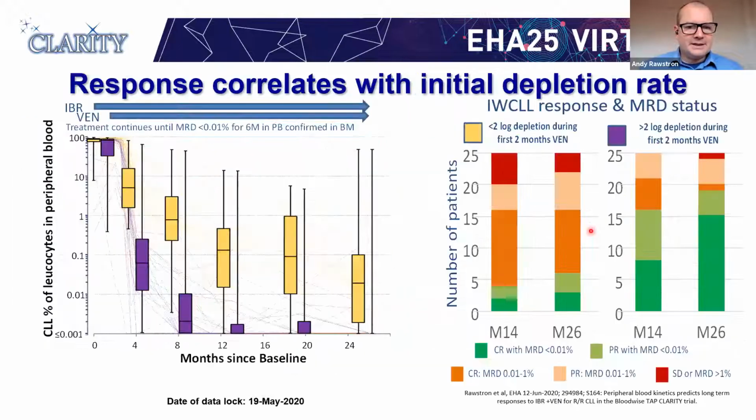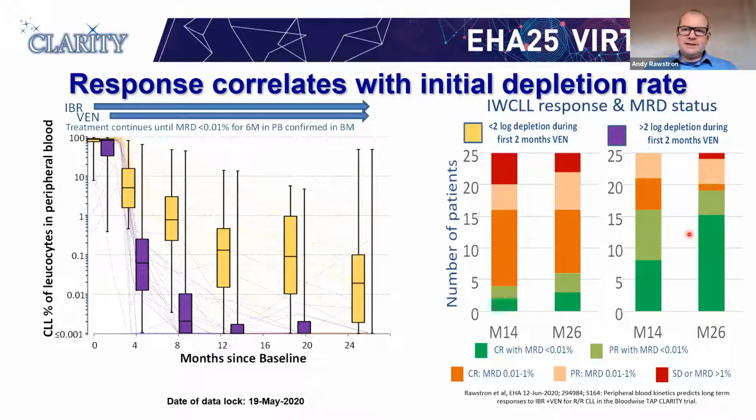And there's an understanding that the rapidity of response plays into how well people are going to do. So if you have 2 logs depletion over the first 6 months, there's something like a 75% plus chance of having MRD undetectable after 2 years of combined treatment. So the sorts of measurements that you might be asked to do are: what's the log depletion after 6 months with these new treatments? How well are they doing at 1 year or 2 years?